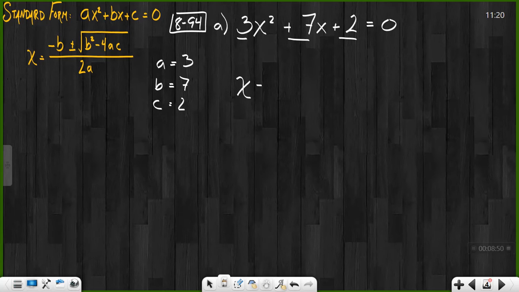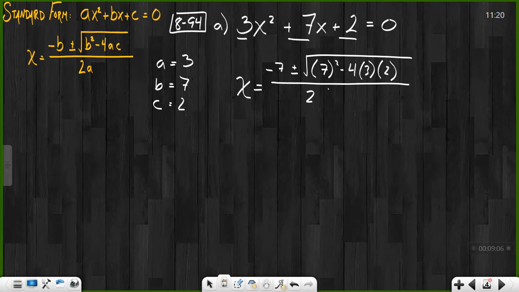And so we plug those in. x equals the opposite of b, negative b, so in this case, negative 7, plus or minus the square root of 7 squared minus 4 times a, which is 3, times c, which is 2, all over 2 times a, which is 3.